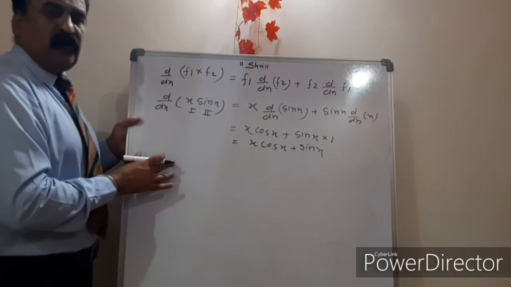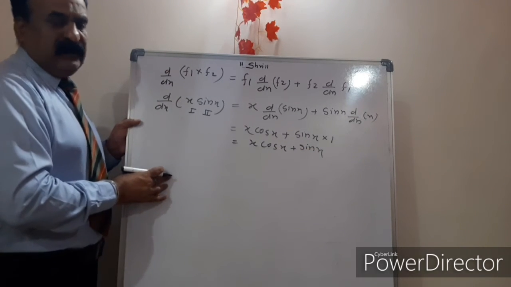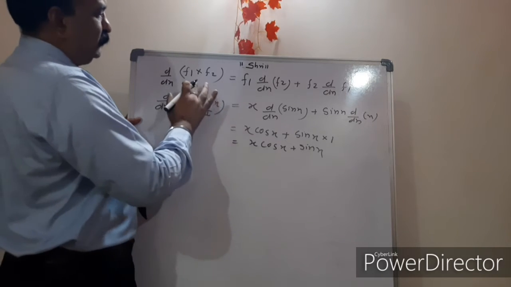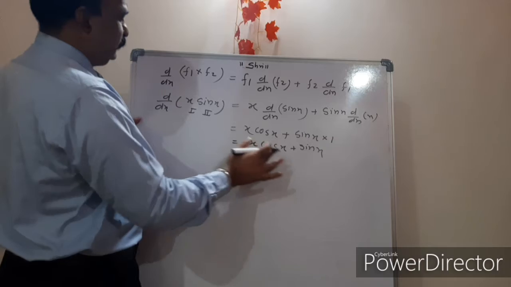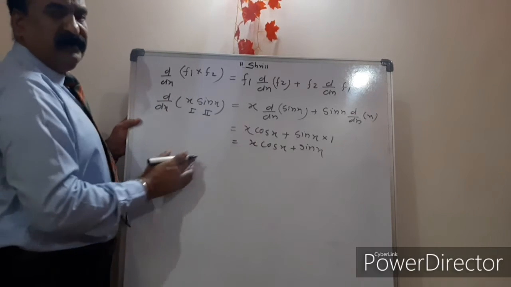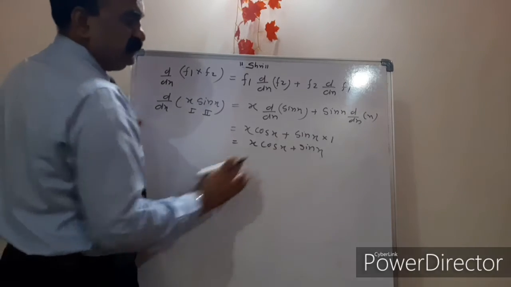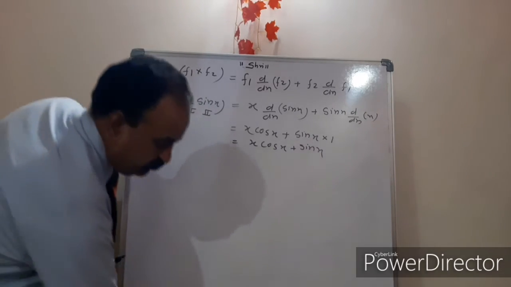This is the concept of the product of two functions. I think you have studied this in class 11 also. This is the differential coefficient of x sin x, dy by dx of x sin x, which is x cos x plus sin x.